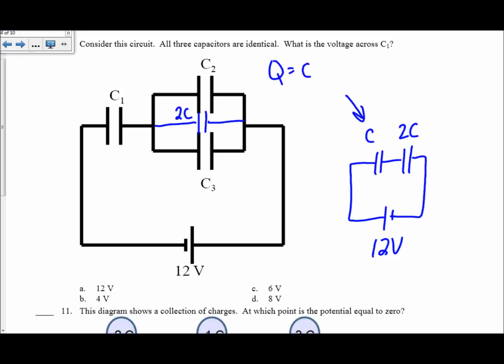Remember, Q is CV. So for these, which have the same charge, if my capacitance is small, that means my voltage is big. But the sum of those 2 voltages has to add up to equal 12. One capacitor is twice the other, so I know one voltage has to be twice the other. So I'm going to have 8 volts and 4 volts. All right, so the answer is D.